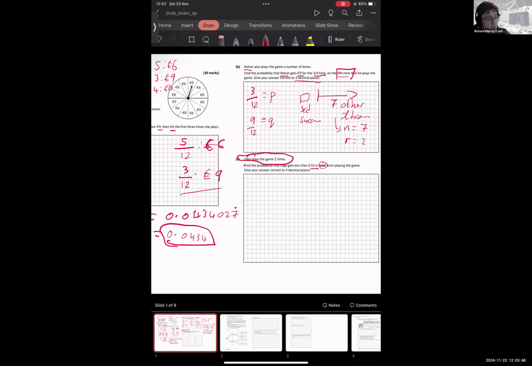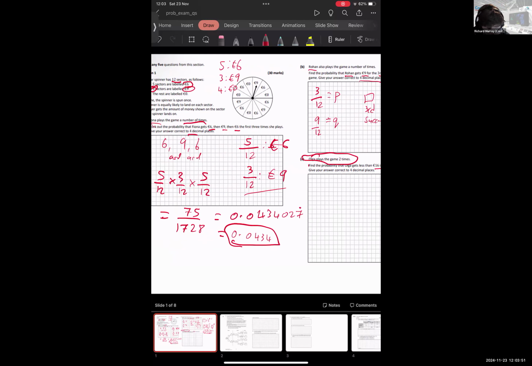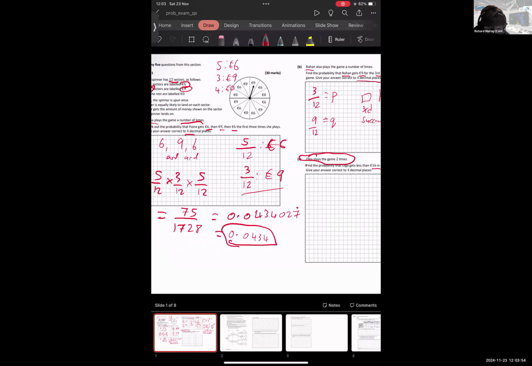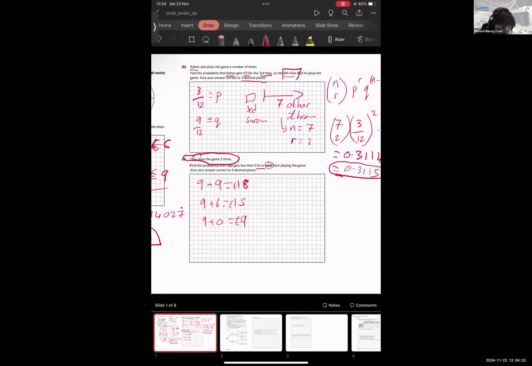So this is one of the cases where the setup of the question is a little bit obscured from us. We want to find the probability that Olga gets less than €16 from playing the game. How many in 2 throws? So how many ways could Olga get more than €16? Well, she could win with a 9 and a 9, which would give us 18. If she rolled a 9 and a 6, that's equal to €15. If she rolled a 9 and a 0, that's €9. So there's only one way that from 2 rolls she can get more than €16.